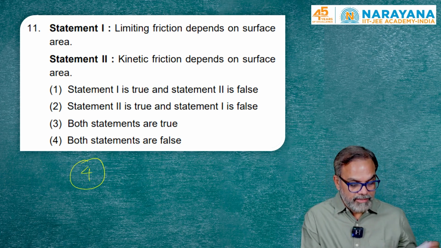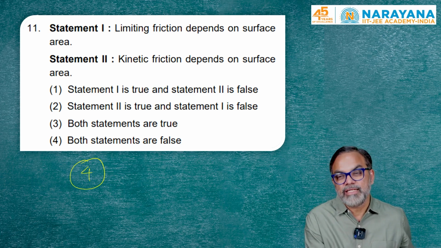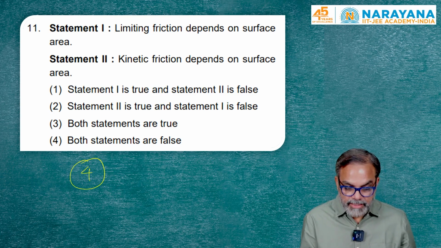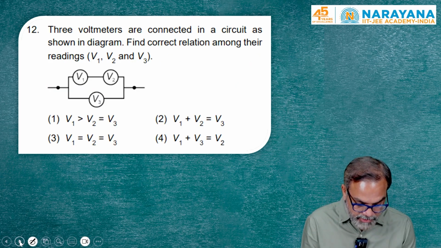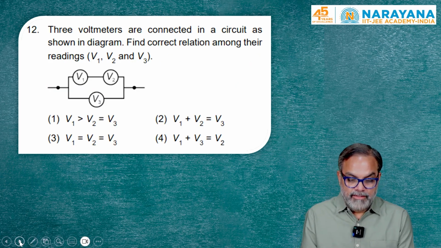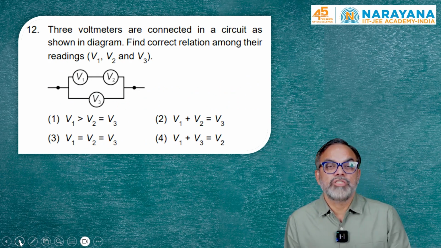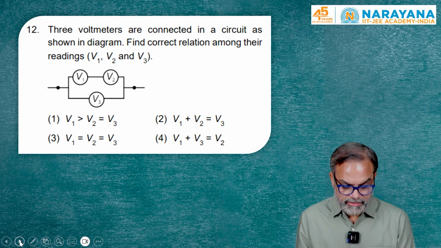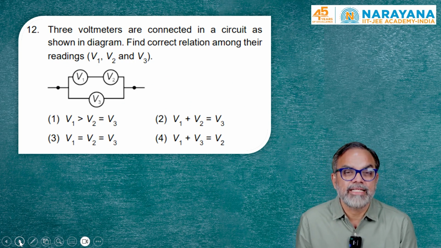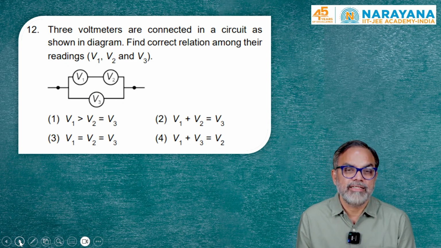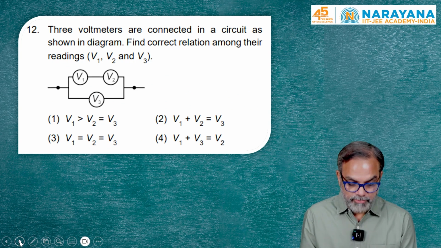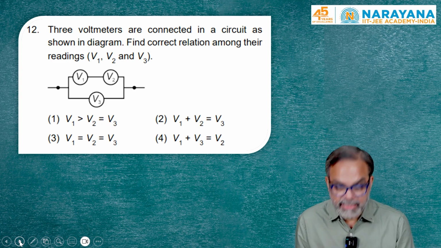Moving further, you can see the questions are very straightforward, very simple theory. And then we have this question, and this is again a simple question from current electricity. There are 3 voltmeters connected as shown in the circuit. V1 and V2 are connected in series, and then they are connected in parallel with V3. So we have to comment and find out the correct relationship.